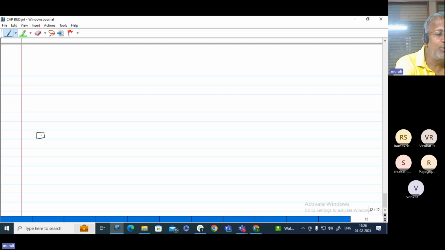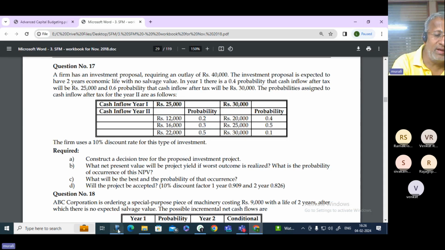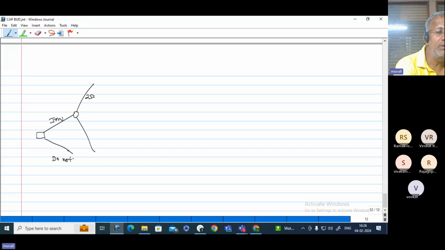So now I will put the case this way. Invest, do not invest. When it is invest, in the first year, it is going to be either 25,000 or 30,000, with 0.4 and 0.6, and there is no decision to be taken. Further cash flows may result in this fashion.